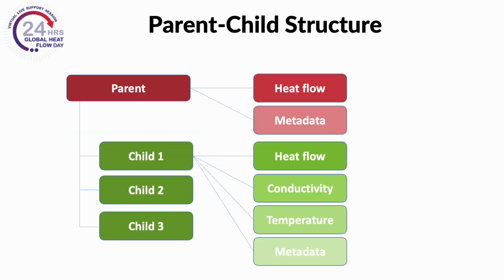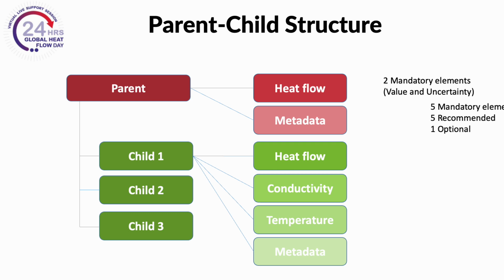This diagram shows how data and metadata are organized in the database. The parent level includes the primary heat flow value and its uncertainty, which are two mandatory elements. The descriptive metadata contains 11 mandatory, recommended, and optional elements about the collection site and measurement method.